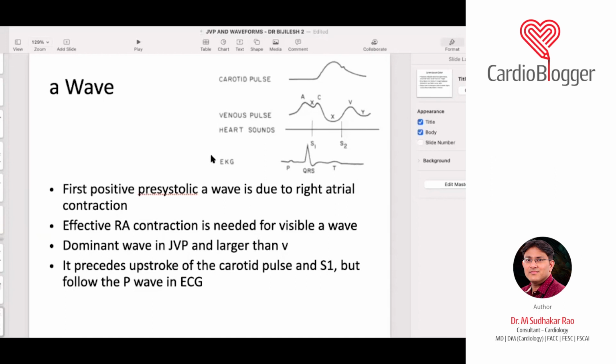Yeah, it is hepatojugular reflux. Always remember, don't say reflex. Many people say reflex, but at this point we should say reflux. Examiners may get offended, otherwise it doesn't matter.